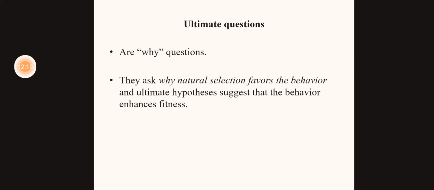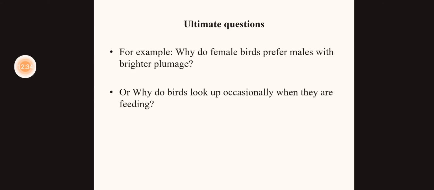They ask why: natural selection. The first question is why natural selection favors the behavior. An ultimate hypothesis suggests that the behavior enhances fitness. Why? For example, why do female birds prefer males with brighter plumage? Why does this behavior come into their mind? Or it may be taken from the environment and may change with the passage of time. You can say that is the ultimate behavior. Or why do birds look up occasionally? That may not come from the parents, but to some extent it may change with the passage of time as well. Or why do birds look up occasionally when they are feeding?